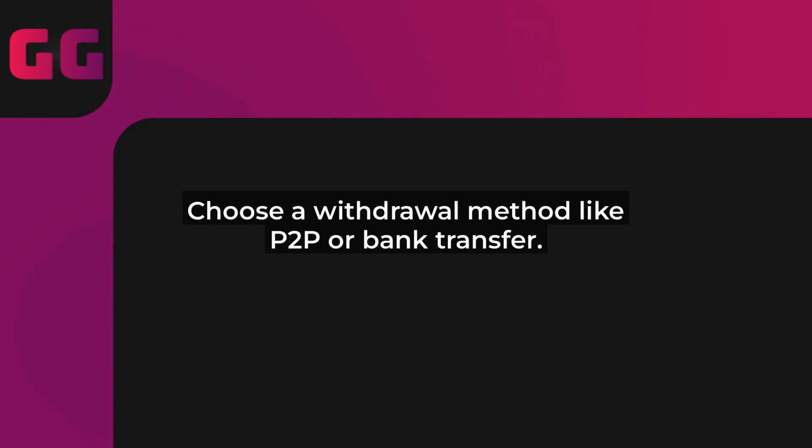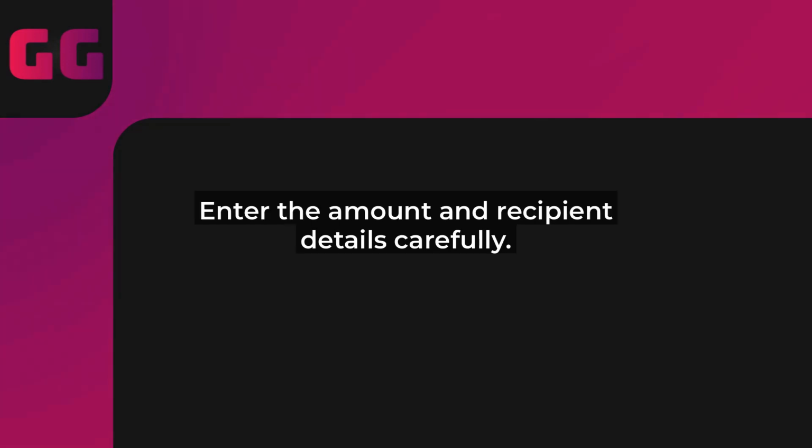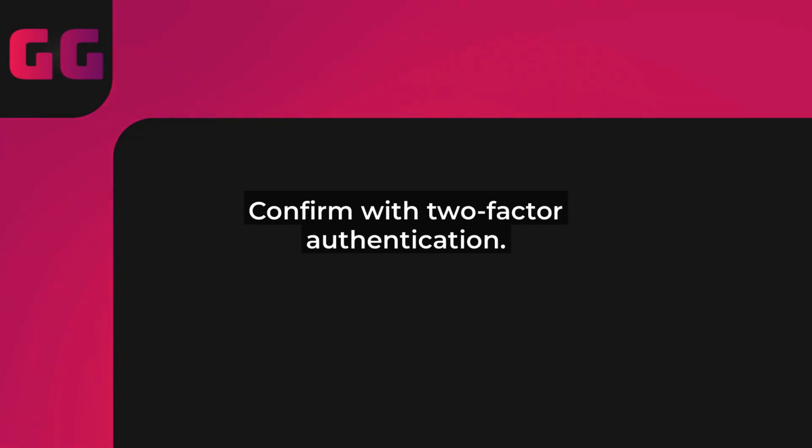Before confirming, double-check everything. Review the network, like TRC20 for USDT on Tron, which is usually faster and cheaper, and ensure your details are accurate to prevent any transaction failures. Hit Confirm, and you'll likely need to complete a two-factor authentication for security. Once approved, your USDT should arrive in your wallet or bank account within minutes to hours, depending on the method.